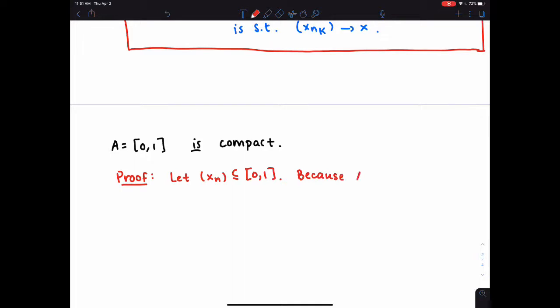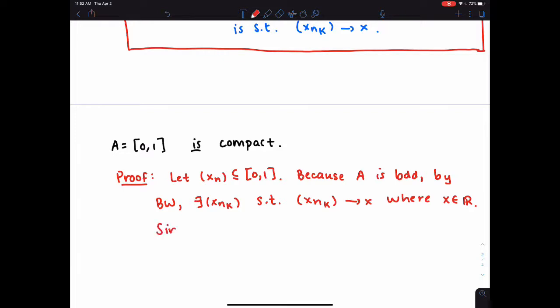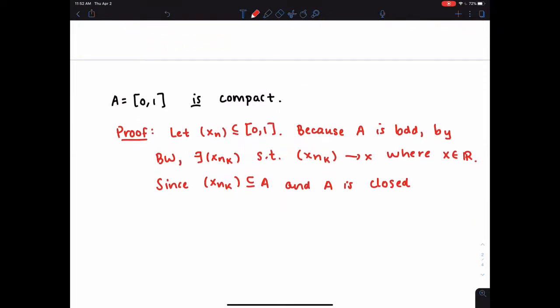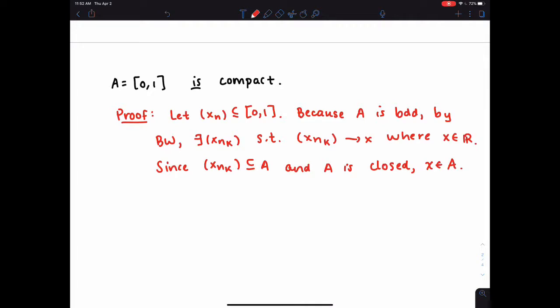Because A is bounded, by the Bolzano-Weierstrass theorem, so by BW, there has to exist an xnk such that xnk converges to x, where x is a real number. But since xnk is a subset of A and A is closed, we really have a convergent sequence inside a closed set. x has to be, therefore, an element of A. And so what we've demonstrated is for an arbitrary sequence in the closed interval [0, 1], we're able to find a convergent subsequence whose limit is in A. That is the definition of compact. So by definition, A is compact.